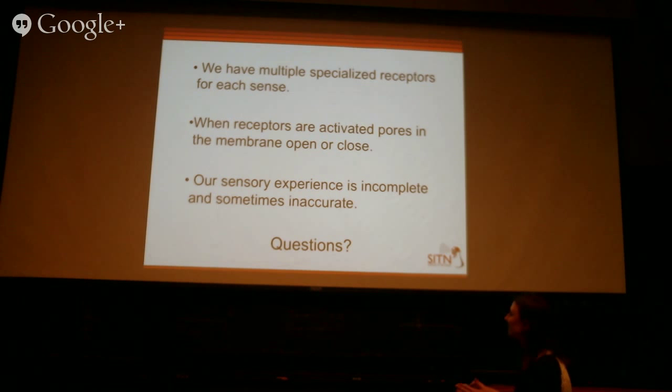All right. We have multiple specialized receptors for each sense. When the receptors are activated, pores in the membrane open or close, creating an active or not active cell. And our sensory experience is incomplete and sometimes inaccurate. Do we have any questions?